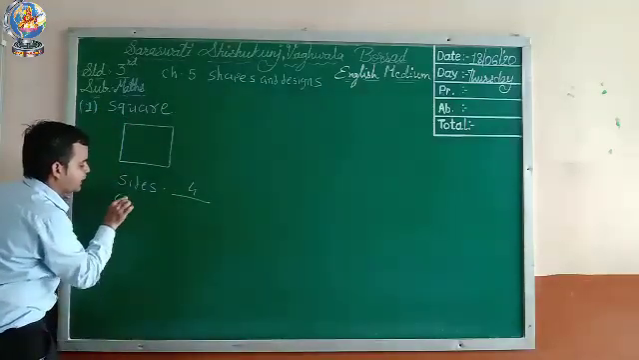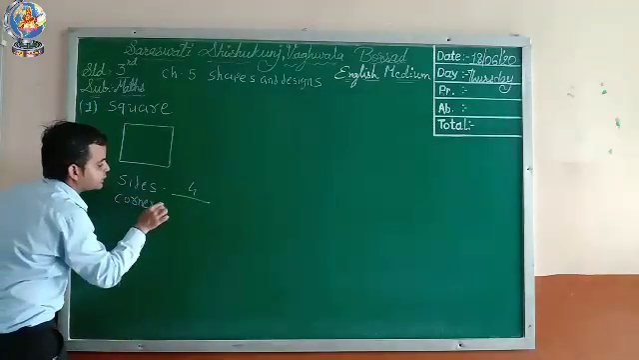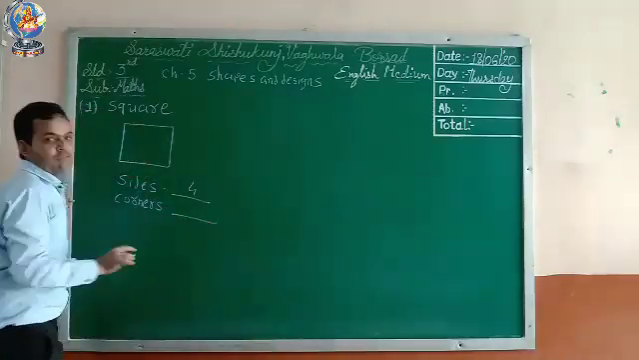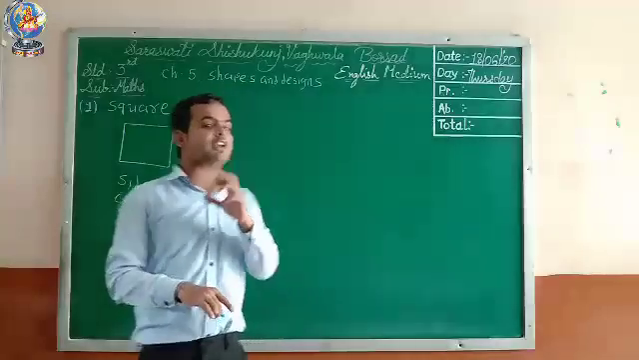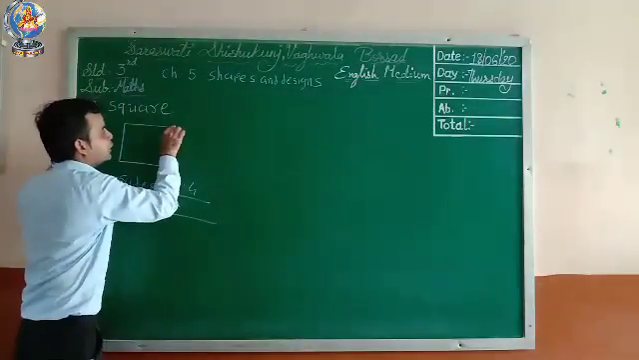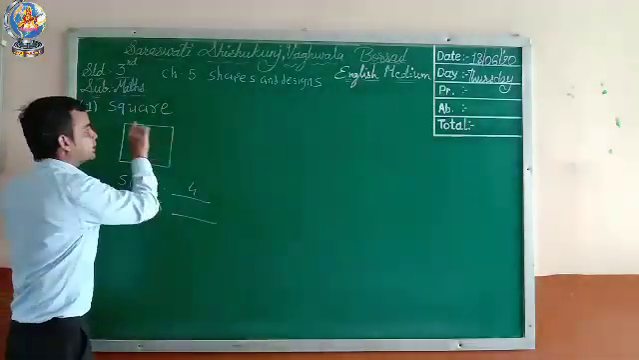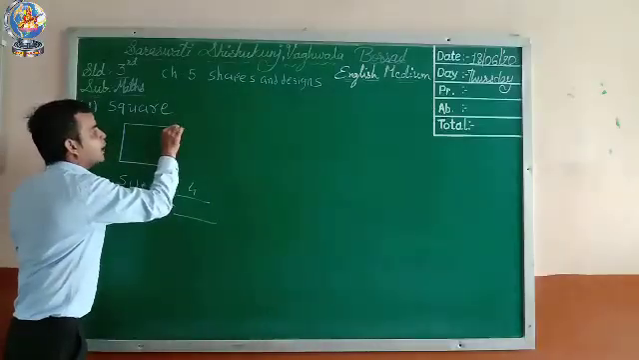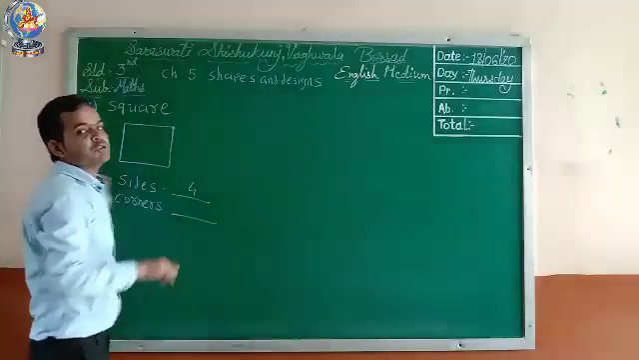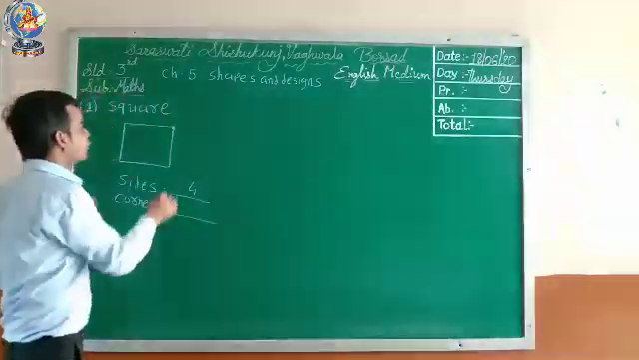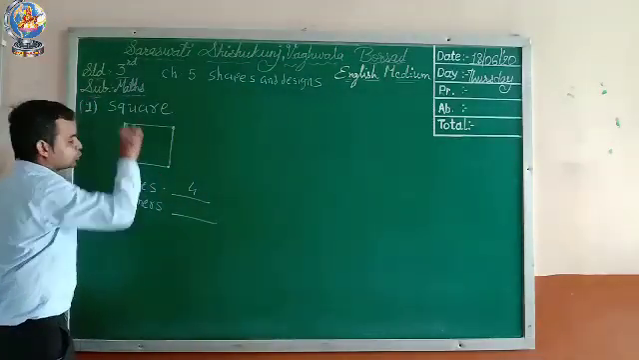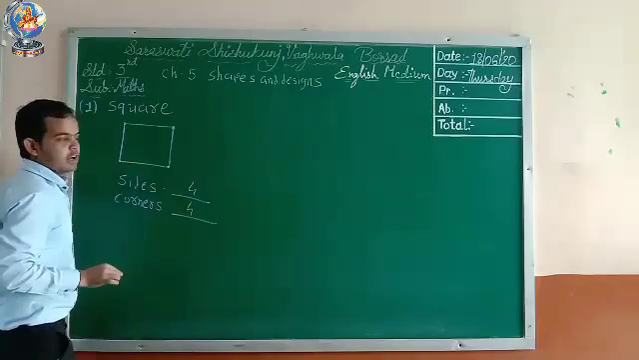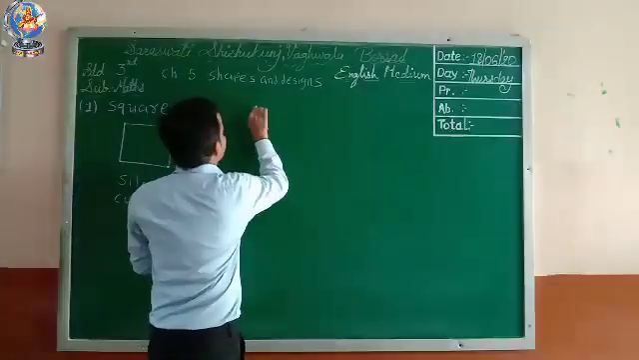How many corners are in the square? What is the definition of a corner? A vertex is a point where two line segments meet. That point where two line segments meet is called a corner. If you observe, here 1, 2, 3 and 4. A square has 4 corners. Understood about that?